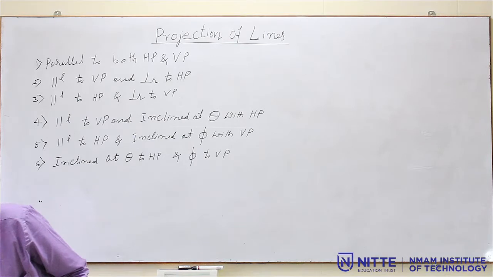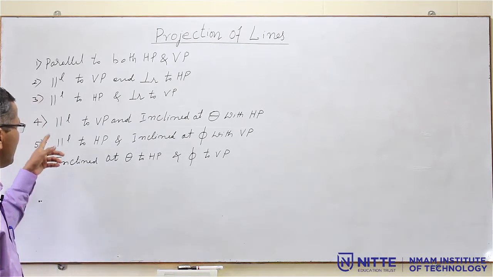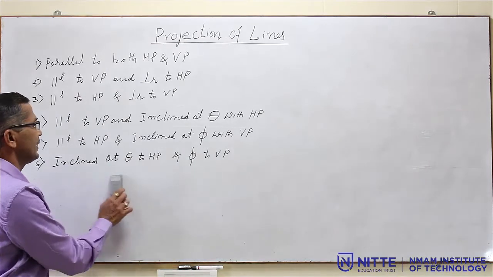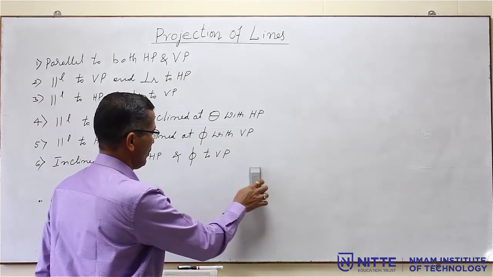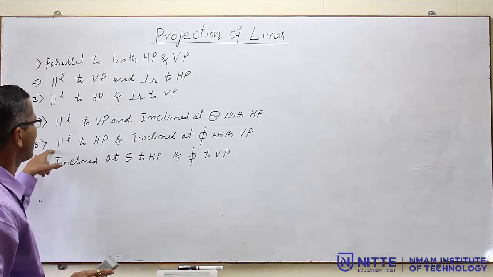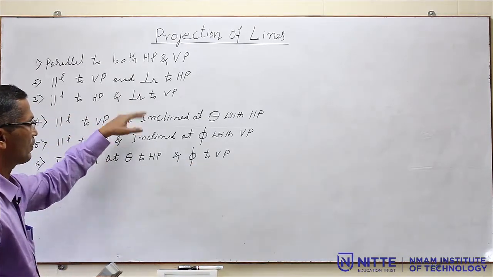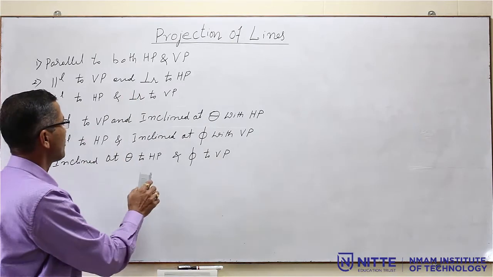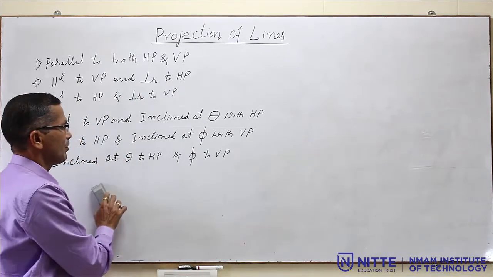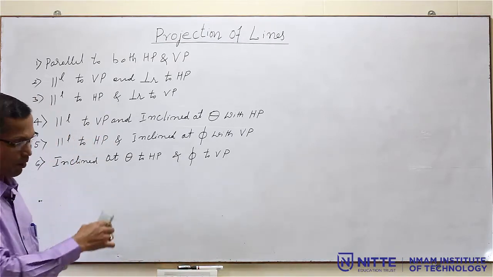We have to draw the projections for all these 6 conditions, and finally, we are concentrating only on the last condition. We are going to solve few problems on the last condition. So, first 5 conditions are very simple. So, we are not going to solve the problems on that, only the problems with the last condition we are going to solve it. So, we will discuss one by one.